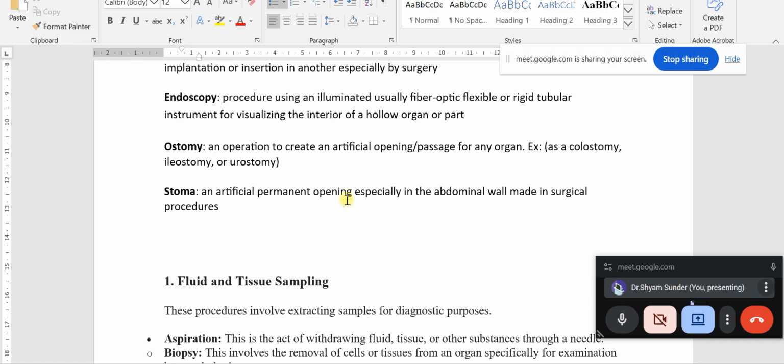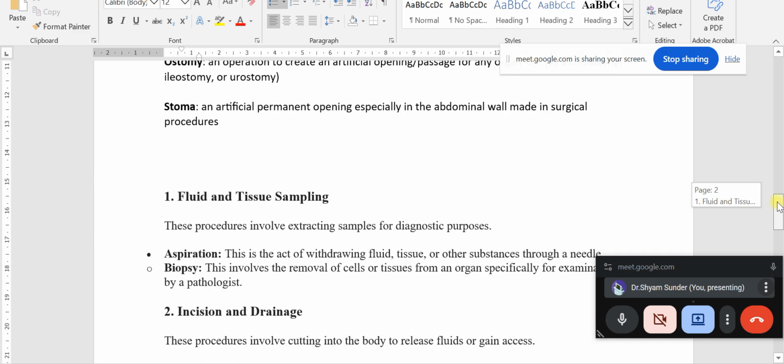What do you do? They create a hole, an opening on the abdomen that leads to the stomach. That is ostomy or stoma. So now food is placed inside the stomach through the abdominal wall to the opening. That is called gastrostomy. So these are all artificial openings. Yes, you're going to see procedures like this.